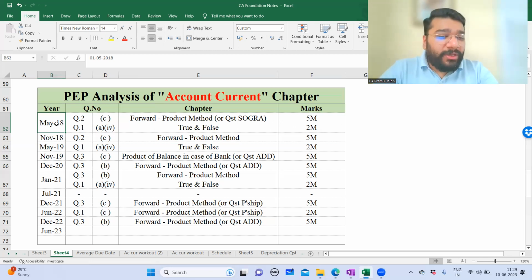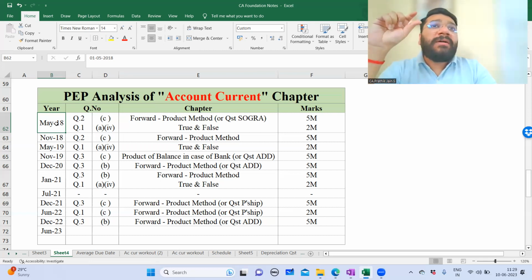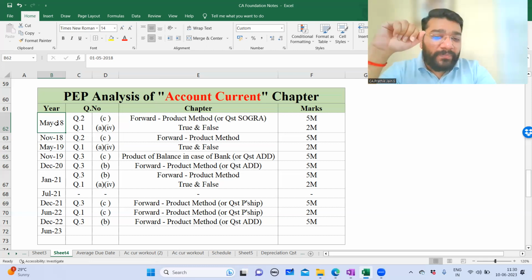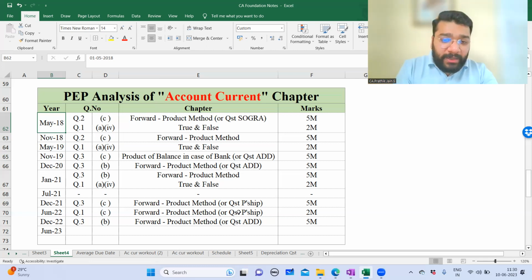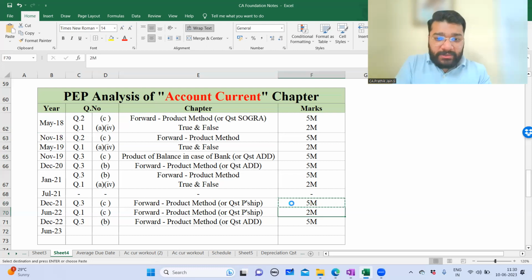December 21, question 3C, again a question for 5 marks. This was an OR question with partnership. I think, if I'm not wrong, even in June 22, this was an OR question with partnership again. In one examination, they had asked the past adjustment question, and in one more year, they asked how to calculate the goodwill under some method. So they asked an OR question for partnership. This also was for 5 marks. This cannot be 2 marks. This is for 5 marks.